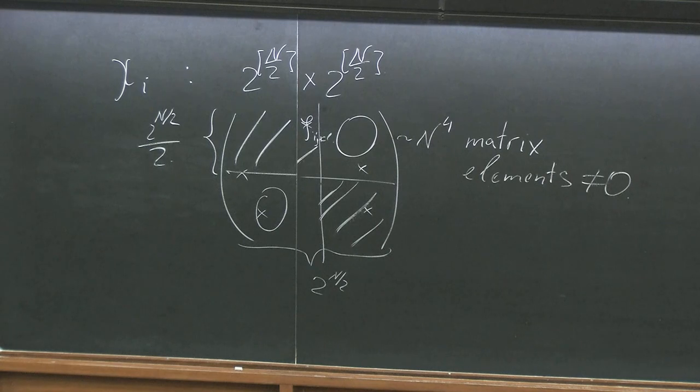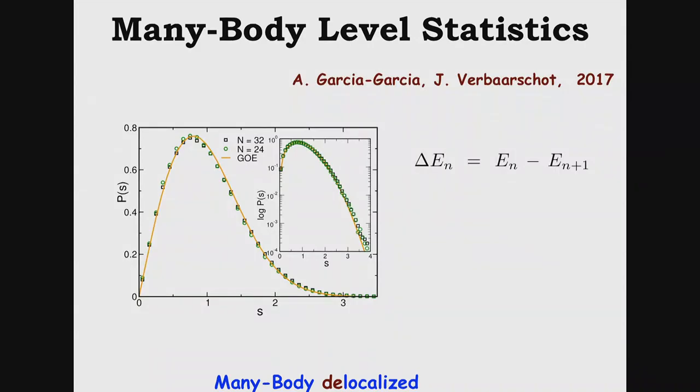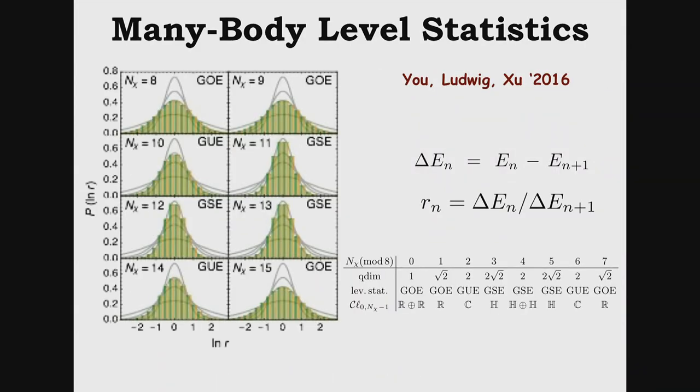Okay, you can ask what kind of Wigner-Dyson. In this case, it's GOE. Now the answer is sort of funny. It modulates with a period 8: GOE, GUE, GSE, and so on, symplectic, unitary, orthogonal, depending on N modulo 8. Now, I will talk only about even N. So for even N, you see, it's a period 4: orthogonal, unitary, symplectic, unitary.